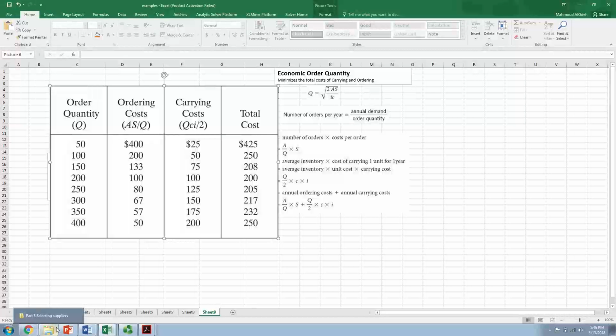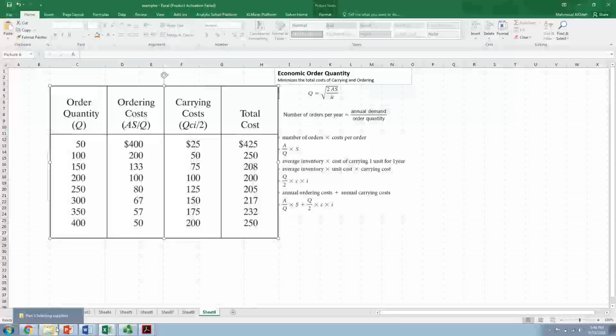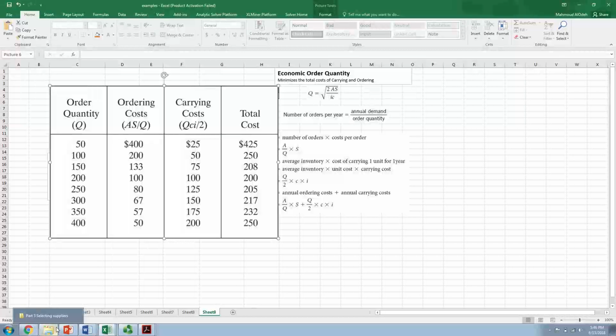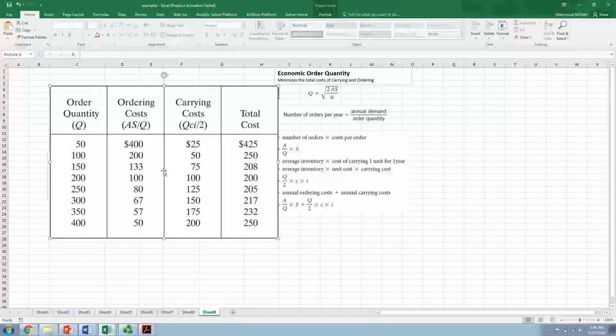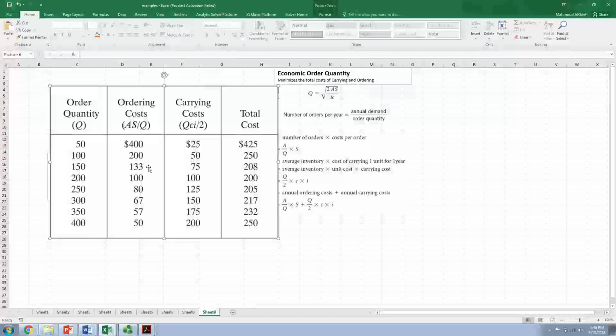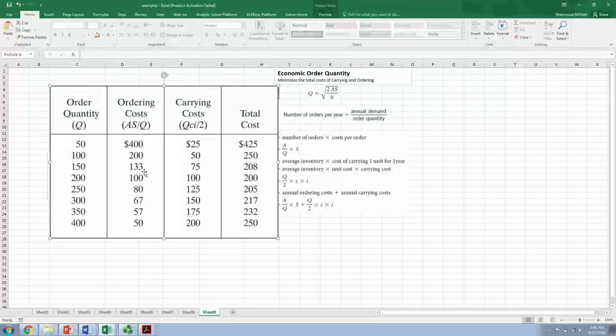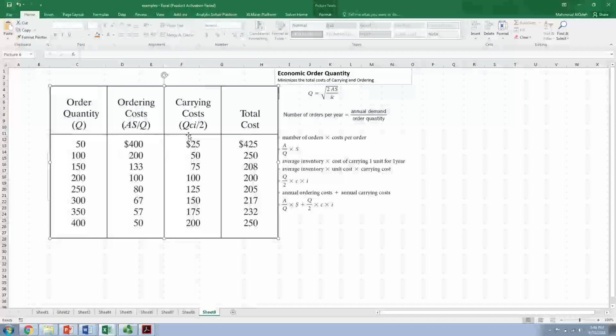After we looked into these two costs, the ordering and the carrying cost, we found that the total cost would be at the minimum when the ordering cost is equivalent to the carrying cost. As you see in this table in front of you, there is an example. I highly recommend you go to the PowerPoint because it provides more details about this example and how we come up with these numbers.